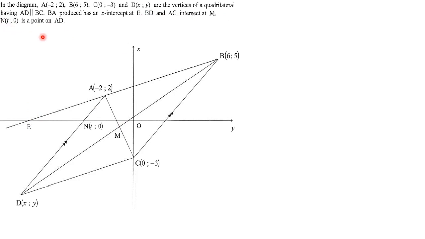We don't know the value of x. It is a point on AD. Right, now let's check the questions that come along with this diagram. Okay, let me draw a line there. Let's check the first question.